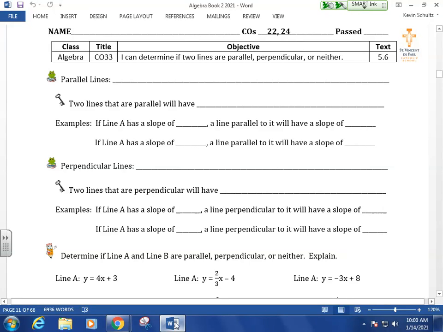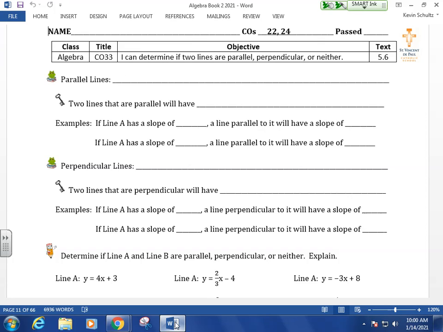Good day in Algebra. We're covering CO33, determining if two lines are parallel, perpendicular, or neither. And we're going to start by defining what parallel and perpendicular lines are. So no doubt you've heard of parallel lines. What is their definition?